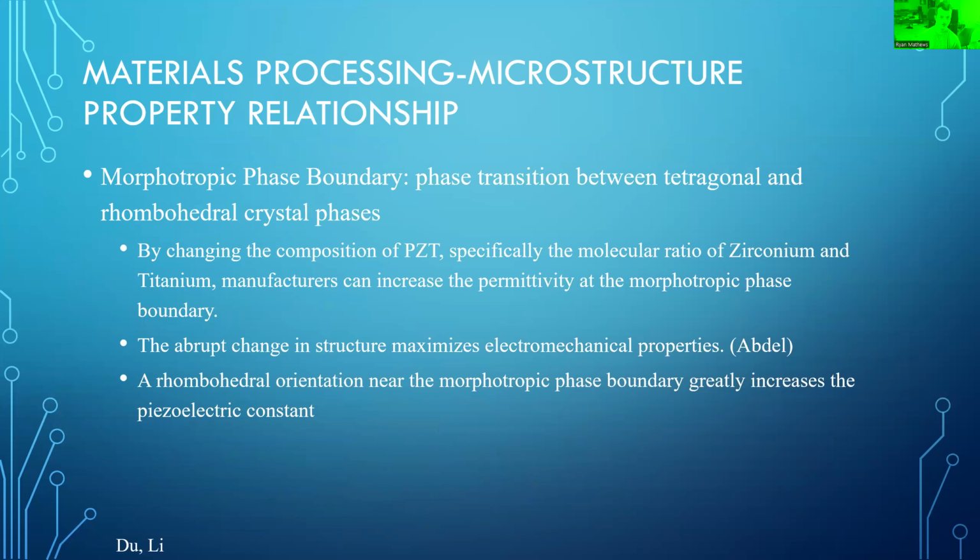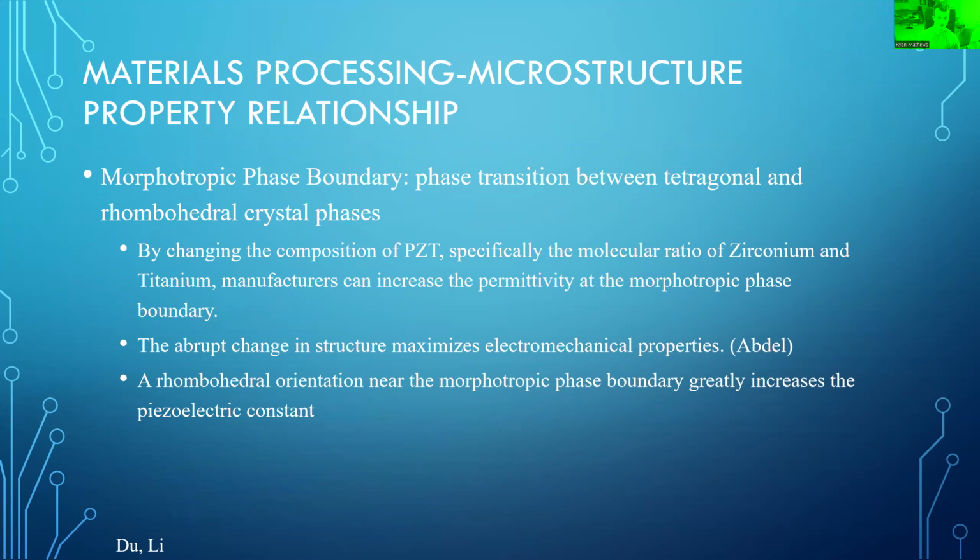I did want to talk about one thing I thought was very interesting, which is the morphotropic phase boundary. So basically, by changing the composition of PZT, specifically the molecular ratio of zirconium and titanium, you can increase the permittivity at the morphotropic phase boundary. This means that you are increasing the piezoelectric effect. So in the phase transition between the tetragonal and rhombohedral crystal phases of the PZT, that change in structure maximizes the electromechanical properties.